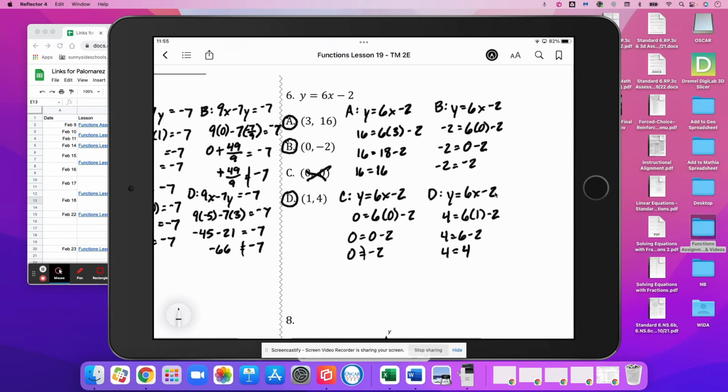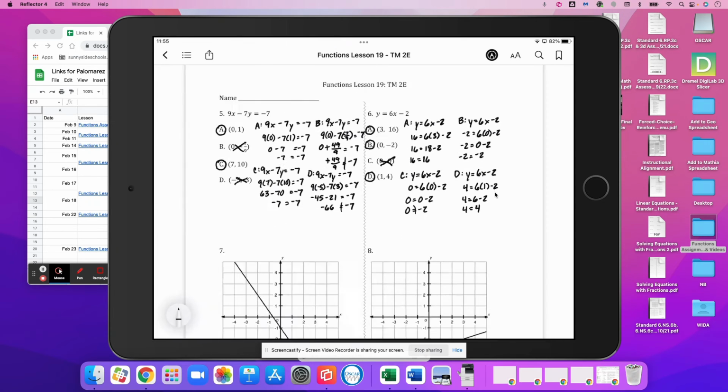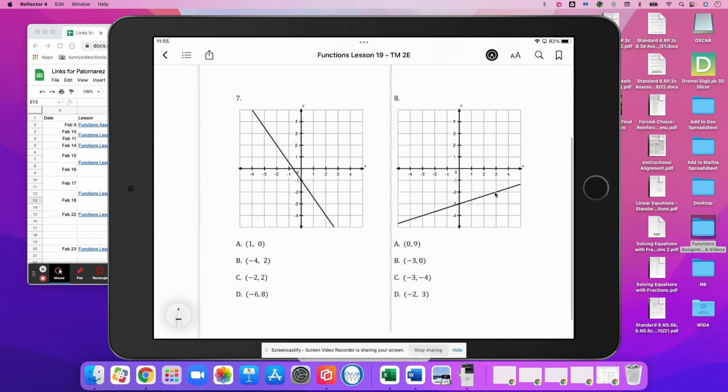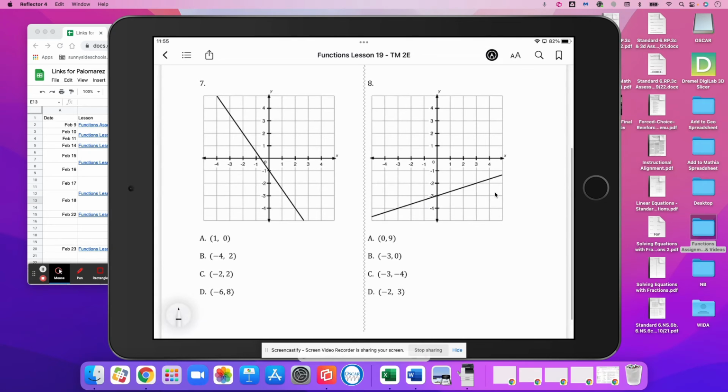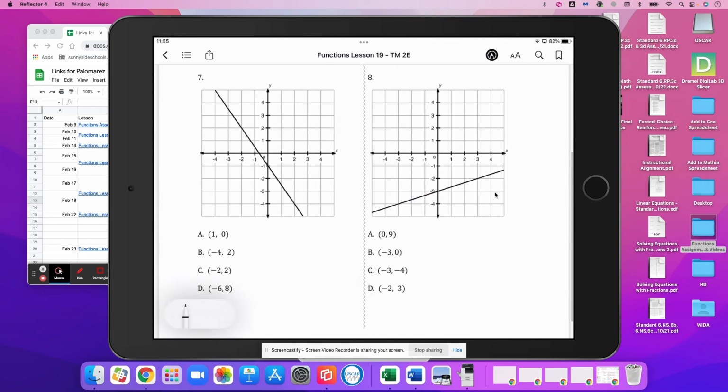I'll pause here for a moment. Okay, number 7, and so it's a graph. The first thing we want to do is plot any points on the graph that we can and see if they land on the line. So 1, 0, A is not going to work. Negative 4, 2, B is not going to work. Negative 2, 2, C lands on the line. And D, negative 6, 8.